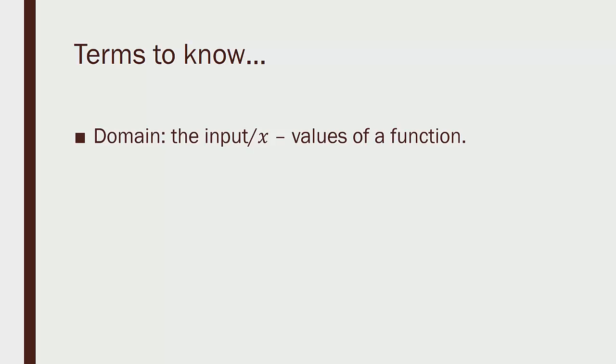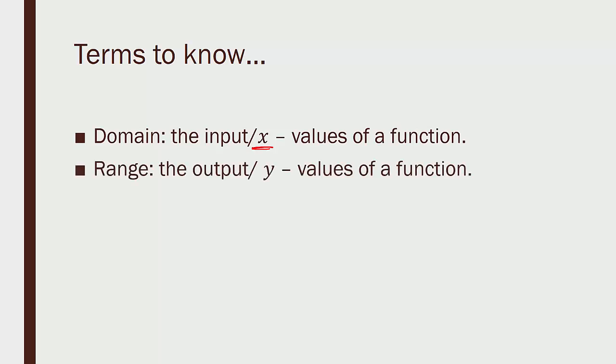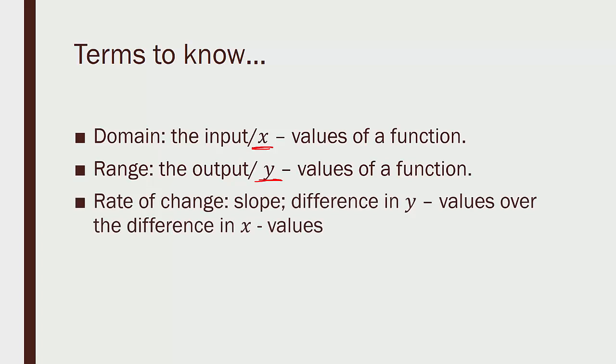All right, terms to know. A lot of this is going to be reviewed. Domain, that's the input or the x values of a function. Range is the output or the y values of a function. Rate of change, that's the slope, the difference in y values over the difference in x values. I just threw that in there, but you should know that by now for certain.